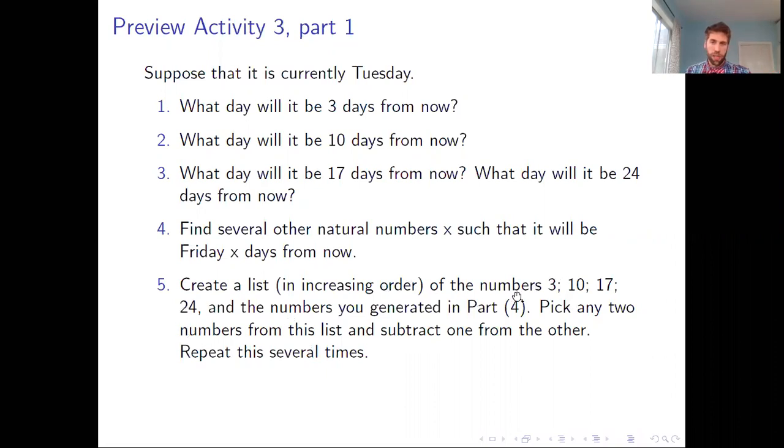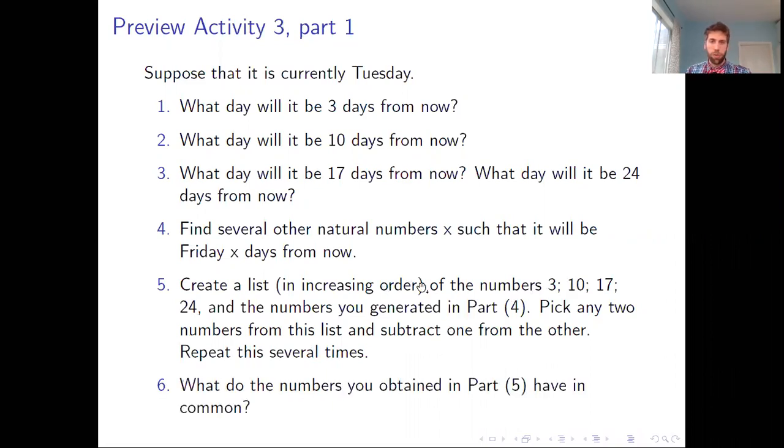So like 24 minus 3 is 21. Hey, a multiple of 7. And then one of my numbers was 38 minus 10 is 28. Hey, that's a multiple of 7. Interesting. What are the numbers you obtained in part 5 have in common?